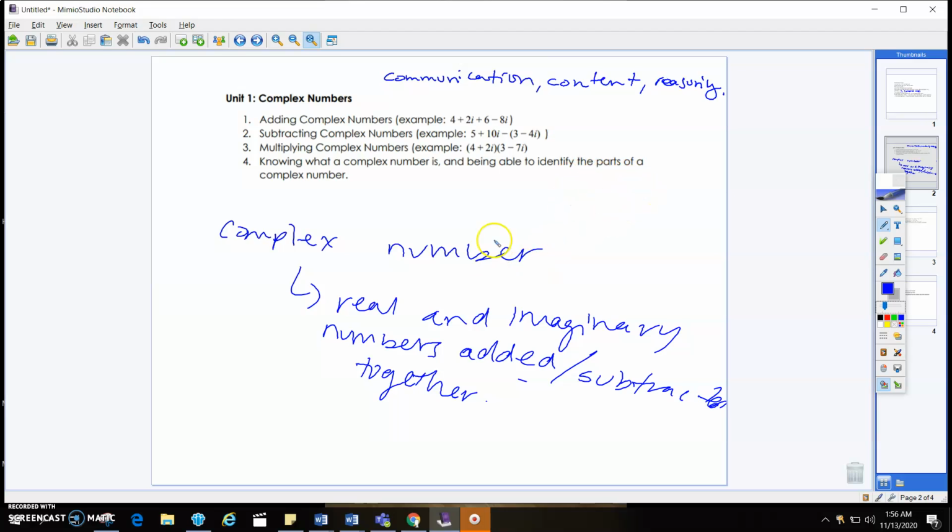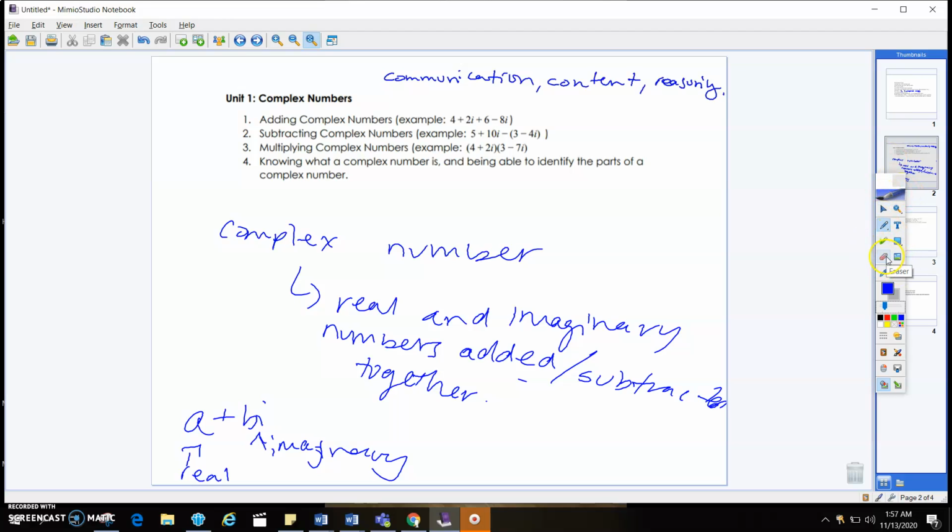For identifying the parts, if I have a plus bi, a is your real and b is your imaginary. If you can tell me more about imaginary, that can give you some more communication. Where do imaginary numbers come from? That kind of thing. This is the piece where you can flourish and get more communication and content points. That's just one of the questions you could have chosen.